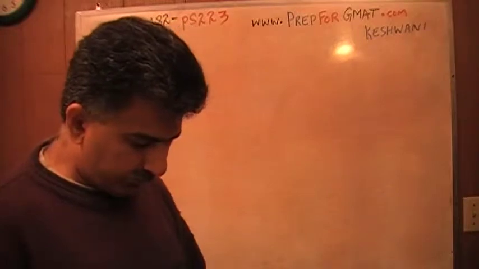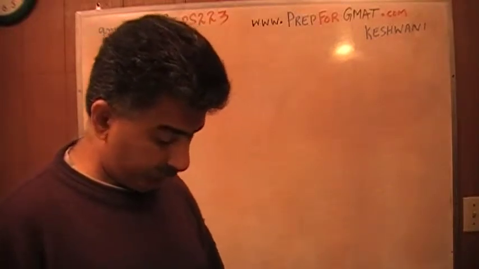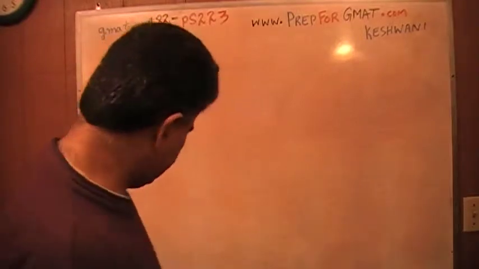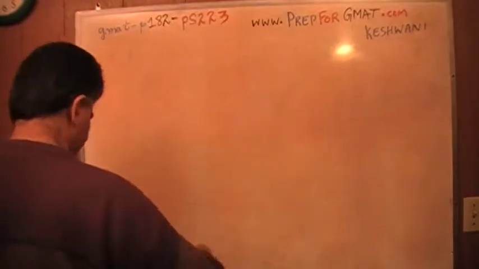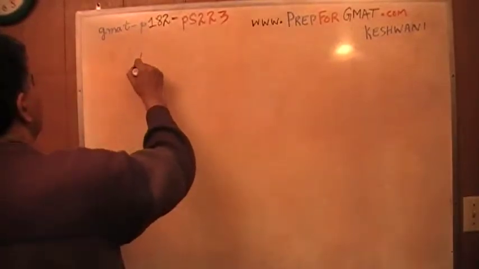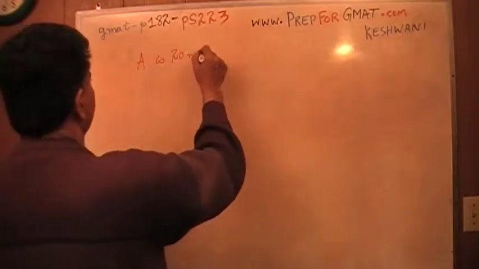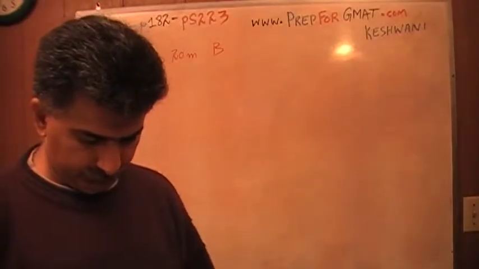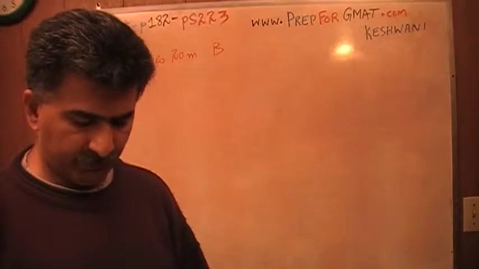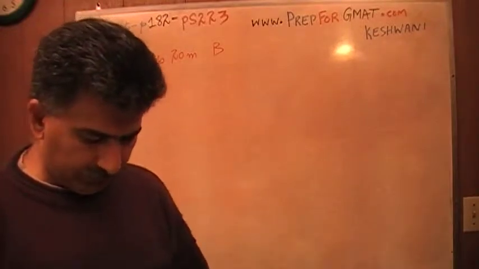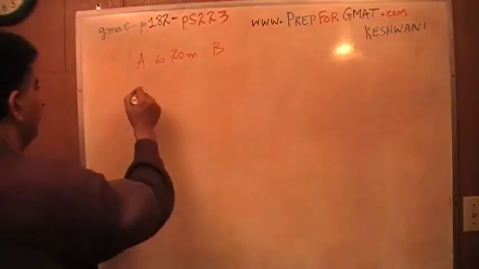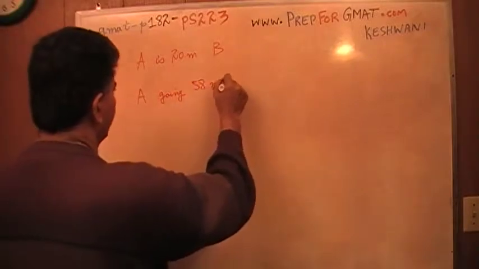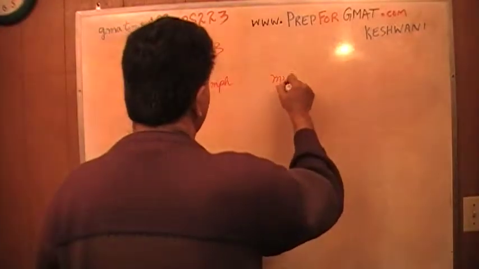It says car A is 20 miles behind car B, alright? A is 20 miles behind B. Whether it's 20 miles behind or 20 meters behind really makes no difference. B is traveling in the same direction along the same route as car A. So they're going in the same direction. Car A is going at a speed of 58 miles per hour.